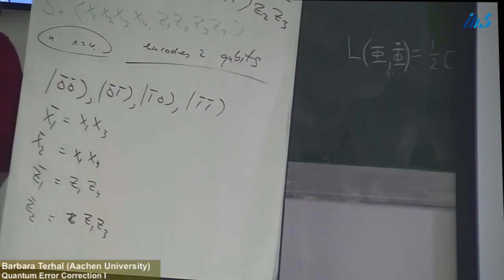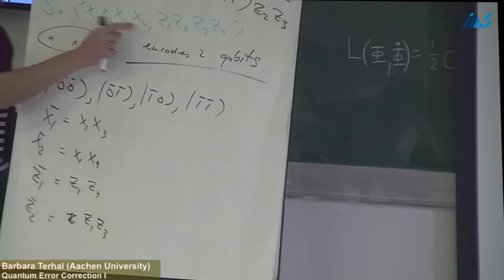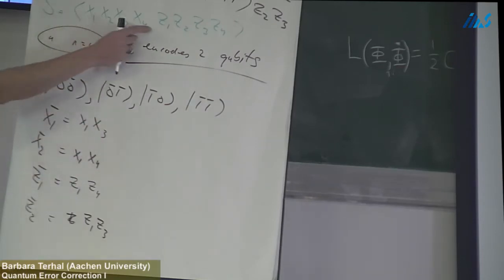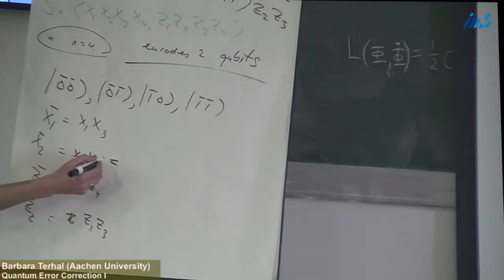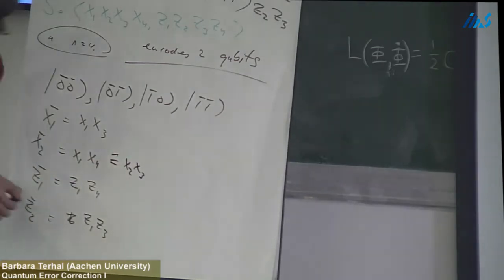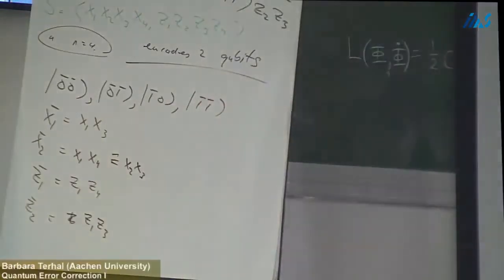But like I said, these are not unique. I can multiply these elements with elements here. So for example, this is X1, X4, but I multiply it by this, and then this is equivalent to X2, X3. Okay, so these are just some basic examples.